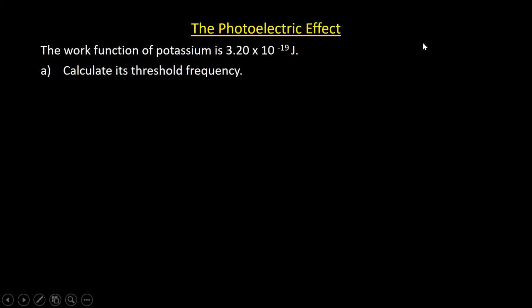In this video, I'm going to focus on the photoelectric effect question. The work function of potassium is 3.20 times 10 to the power minus 19 joule. Calculate its threshold frequency. So the work function is the minimum amount of energy needed to eject an electron from the metal surface.